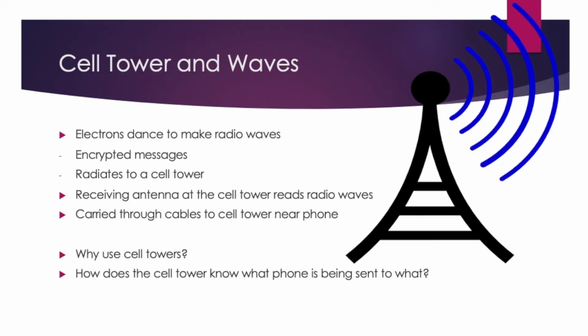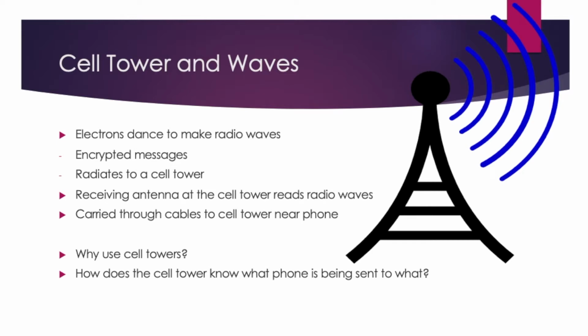The receiving antenna at the cell tower reads the radio wave pulse and replicates the electron dance that the phone produced. This electron movement is a set of electric impulses in tiny wires, which are then decoded in the cell tower. This decoded information is then carried through cables underground for thousands of miles until it reaches the cell tower close to the phone you sent the message to.